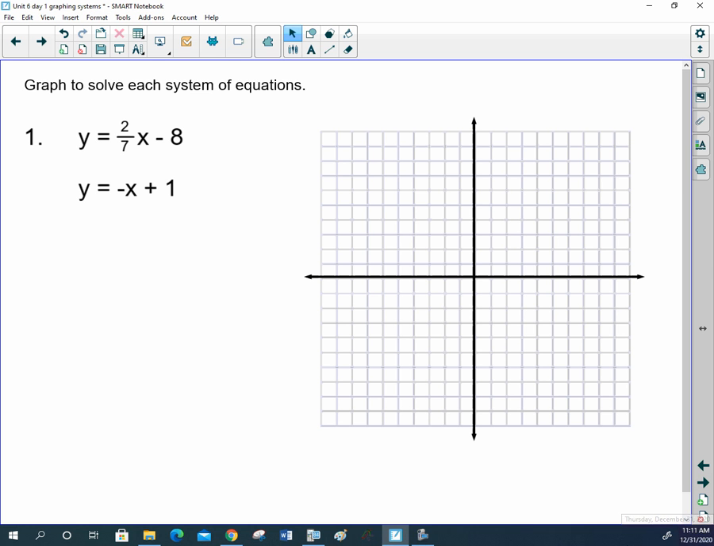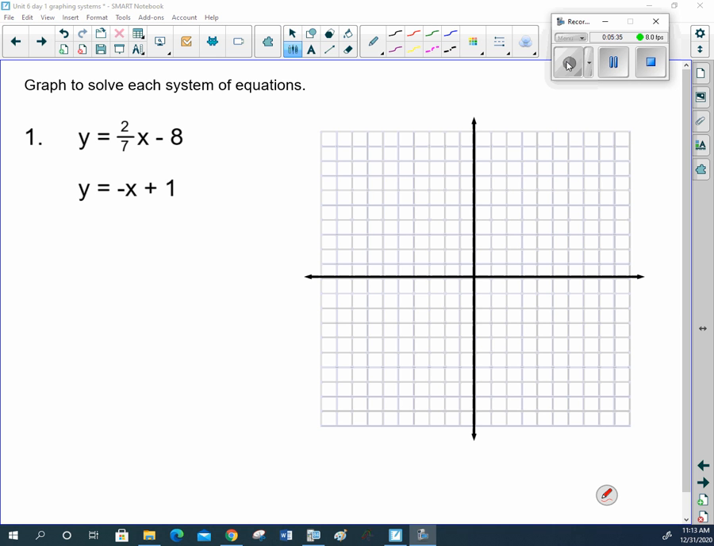Over here on the left, it looks to me like I have two equations of two lines. So we're going to have to graph those two lines and see where they intersect. The top equation has a y-intercept at -8. So 1, 2, 3, 4, 5, 6, 7, 8. Here's my first point, and my slope is up 2/7.